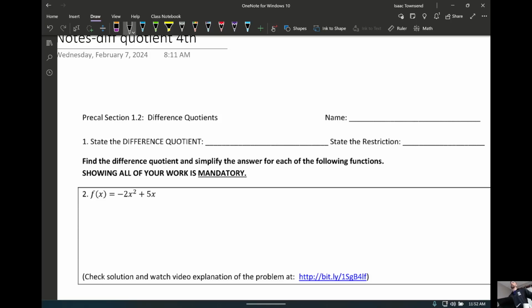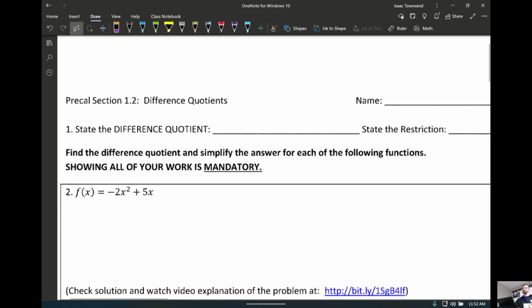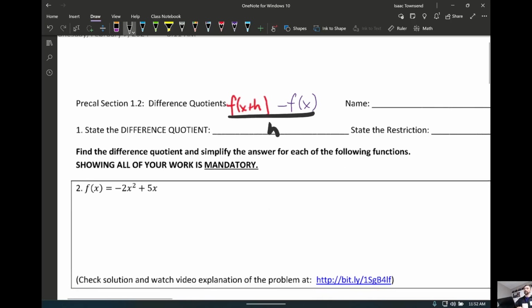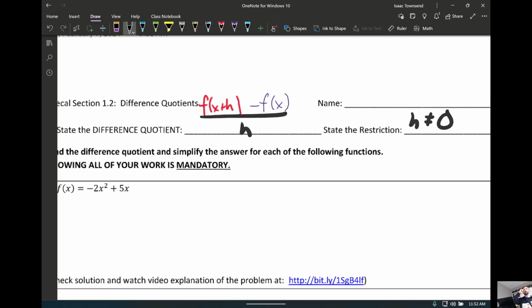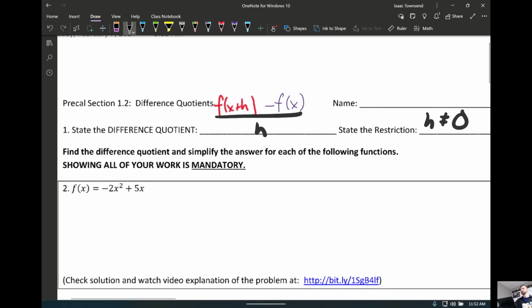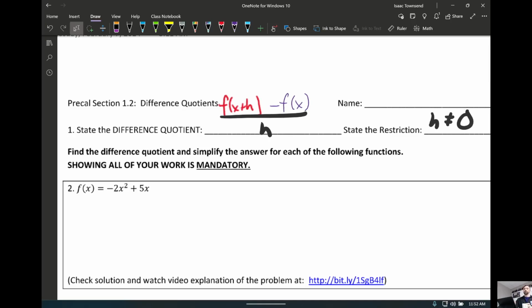So for the 3 question types we will ask you to do, your first step will always be having the difference quotient memorized. Again, you don't have to derive it, even though I just showed you how to derive it, but you do have to have it memorized. And because h is in the denominator, sometimes we may ask you what the restriction is, and so h can't be 0, because we can't divide by 0. So for all 3 of our question types, step 1, memorize difference quotient.